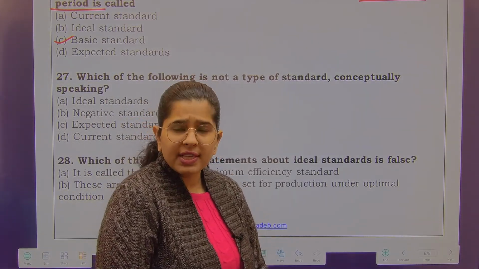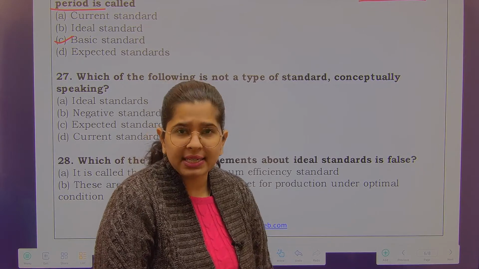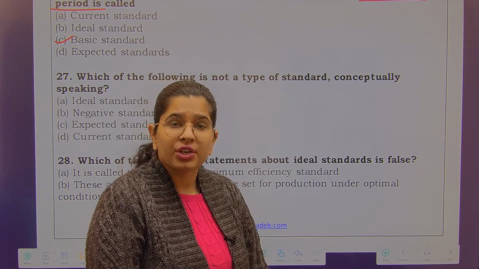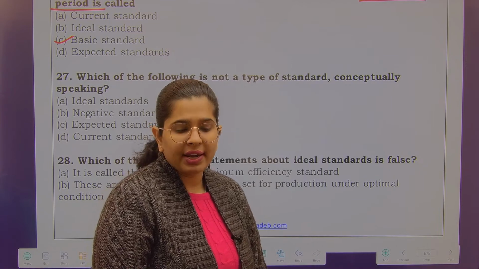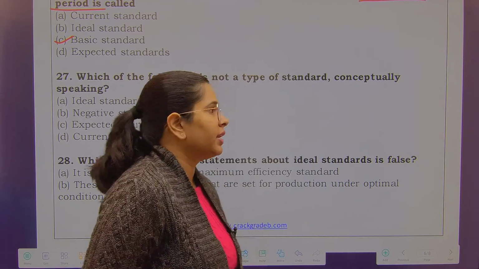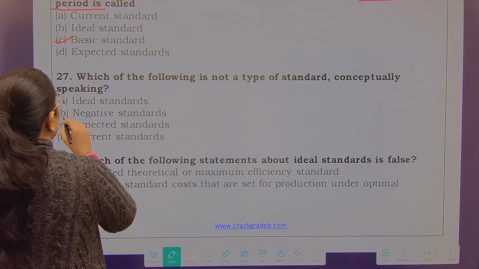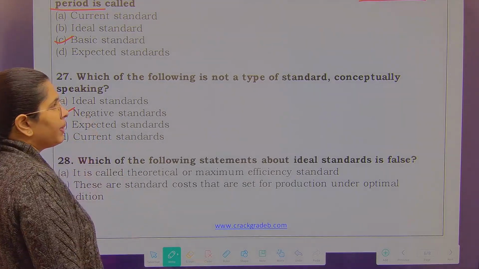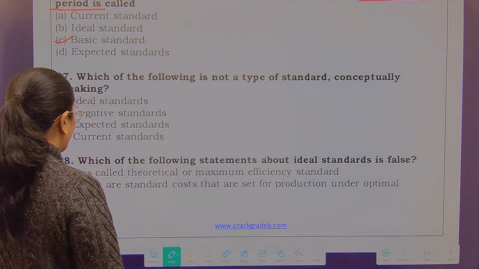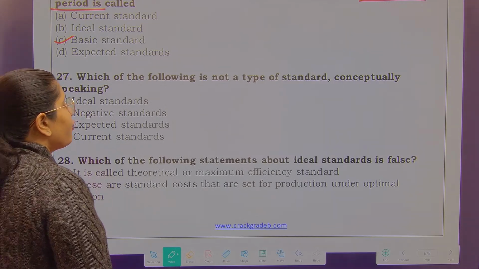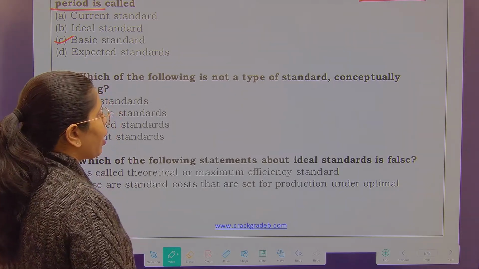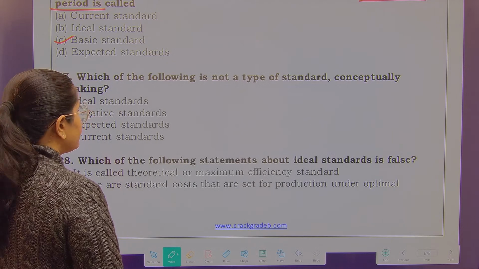No. We always make standards for the possibilities in life, what we can achieve, what we should achieve. So we never make standards for the negative things, and hence negative standards will not be made. This is not a type of standard. Next is, which of the following statements about the ideal standards is false?